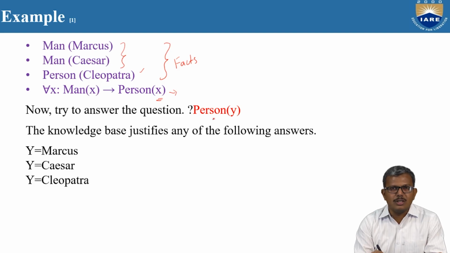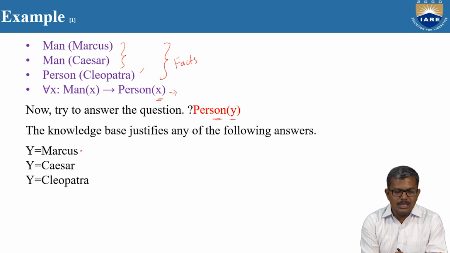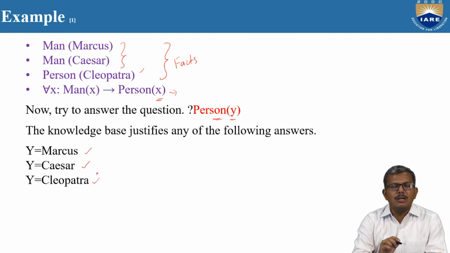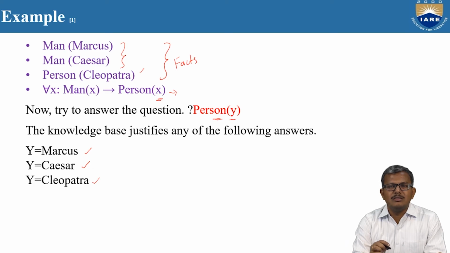So let us try to observe this one. Try to answer the question: person of Y. By making use of the knowledge provided here, we are supposed to identify who the person is. Who is Y here? Y is either Marcus, Caesar, or Cleopatra, right? Based upon the knowledge we have been given, there is a possibility that Y can be Marcus, Caesar, or Cleopatra. But the answer is going to be different if you use declarative knowledge than if you use procedural knowledge.